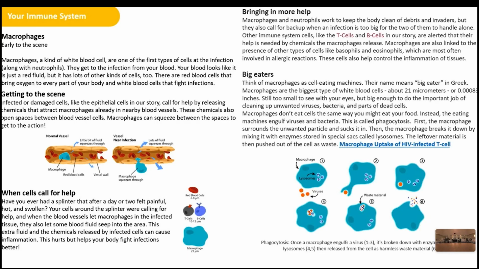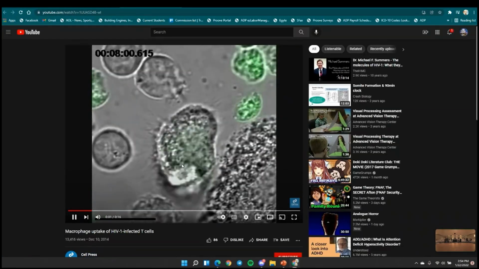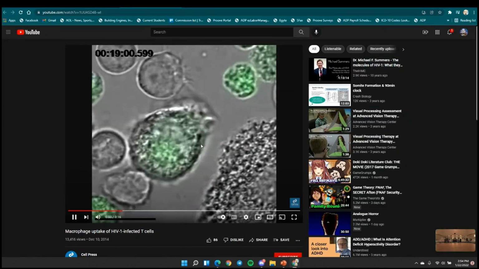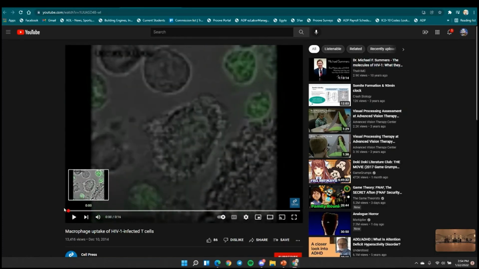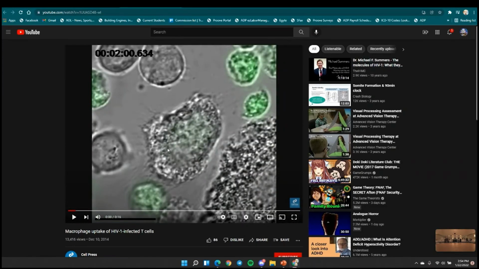They're the biggest type of white blood cell. They don't eat in the way that you think they might eat your food. We should be able to see this, and there's no audio on here, so don't worry, you're not missing anything. But right here, this is a macrophage, and this green that you see, that was a little bit quick, so I'm going to put it back for a minute, and I'll explain. This is a macrophage right here, this little gray thing, this really big cell.